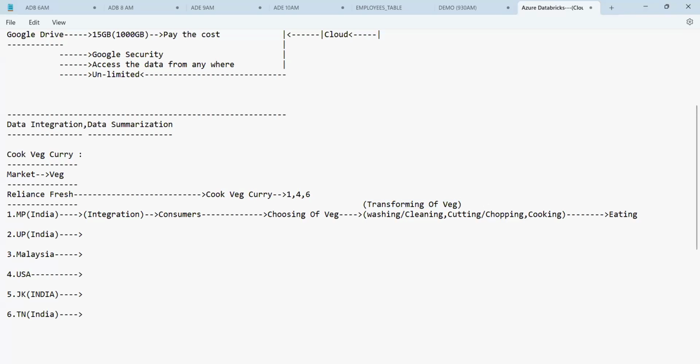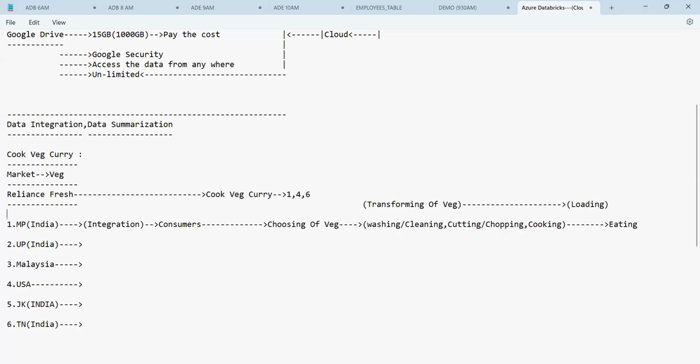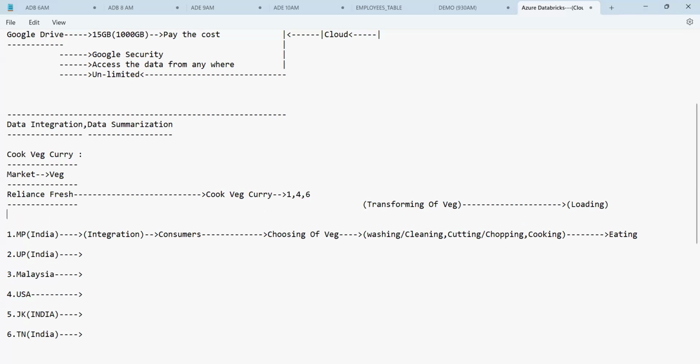So in the same way, guys, once the curry is ready, can you say this process as loading? Yes, in fact, the eating process. Here the same thing happens. If you replace these vegetables with the data, suppose the data is available at various sources.